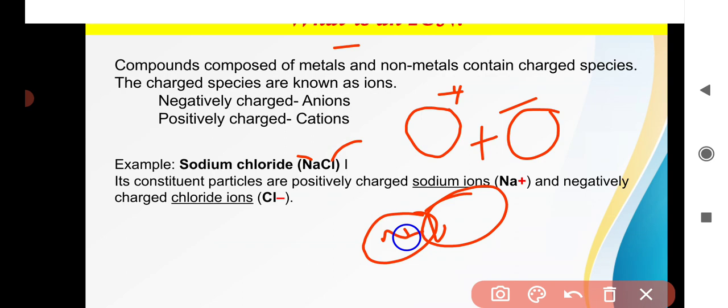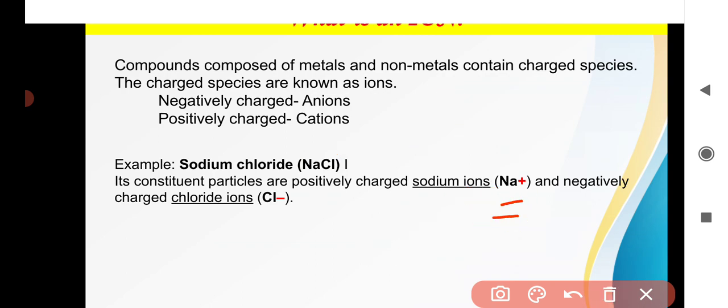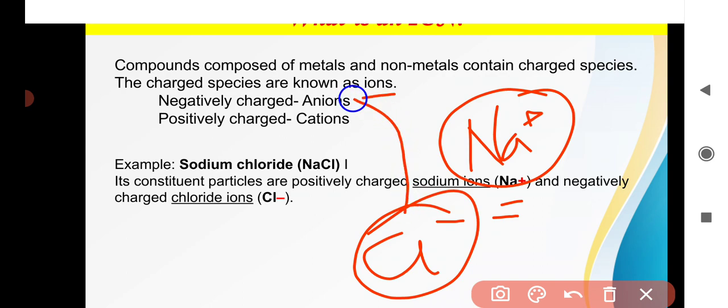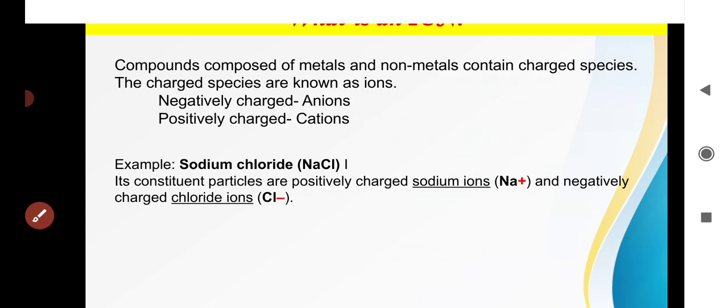So when they are present in a solution form, they will create species such as sodium, which is positively charged, while chlorine is negatively charged. These charged species of any atom of metal or non-metal are called ions. Based upon their charges, they are categorized as anion or cation. Anion is the ion which is negatively charged, and cation is the ion which is positively charged. Okay, so let's move ahead.